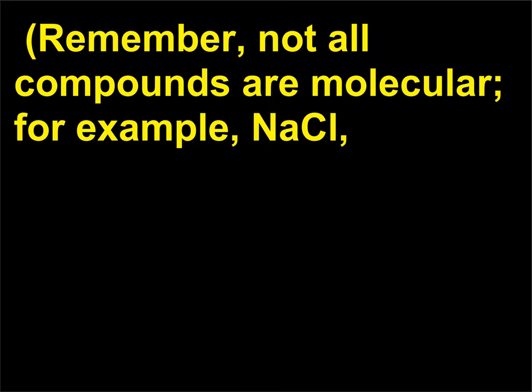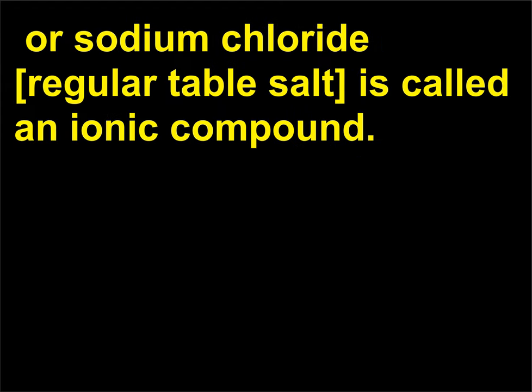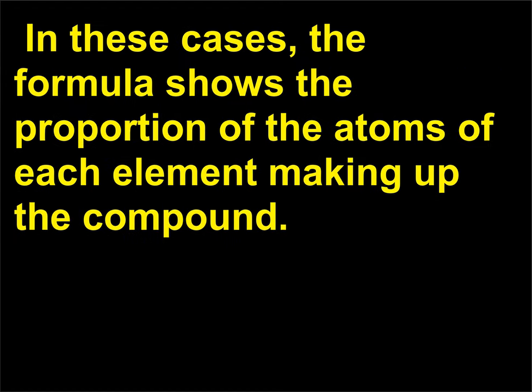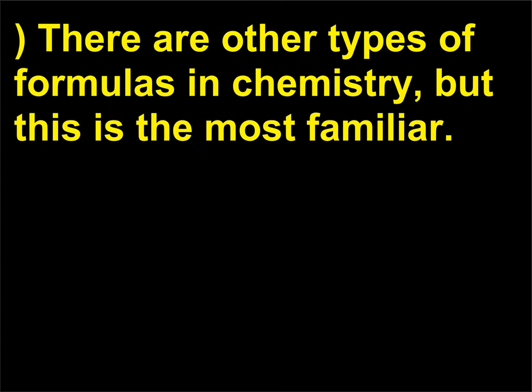Remember, not all compounds are molecular. For example, NaCl, or sodium chloride, regular table salt, is called an ionic compound. In these cases, the formula shows the proportion of the atoms of each element making up the compound. There are other types of formulas in chemistry, but this is the most familiar.